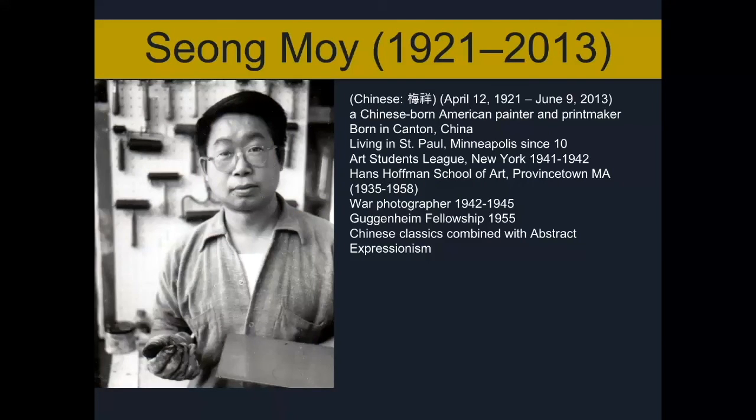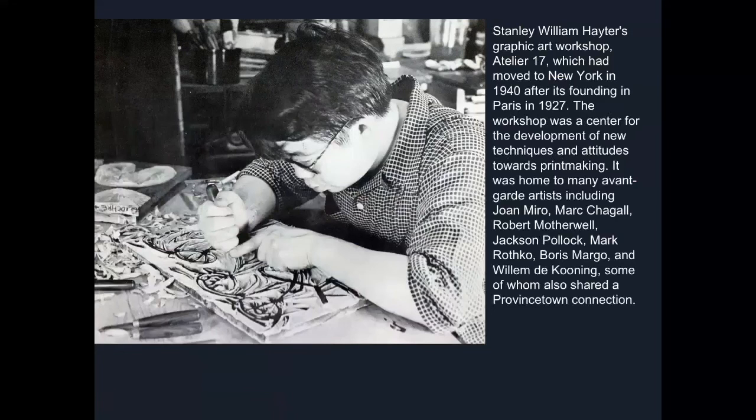He studied color theory. But if you look at his career, he was a war photographer. During the Second World War, he participated in the war as a photographer. And then he also got a Guggenheim Fellowship. After working with Hans Hofmann, he created something like a Chinese classical motif combined with abstract expressionism. So he had a creative side, but mainly what was he doing? He was working as a printmaker.